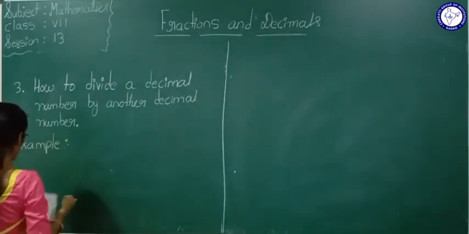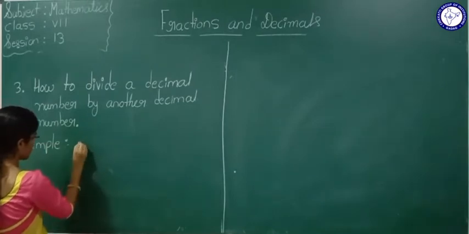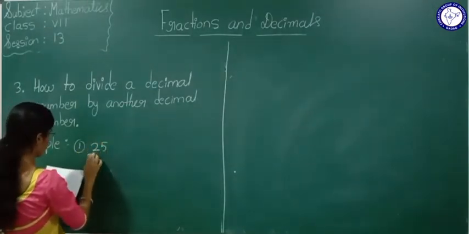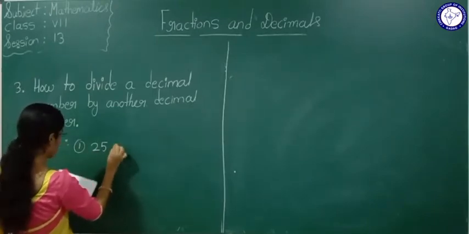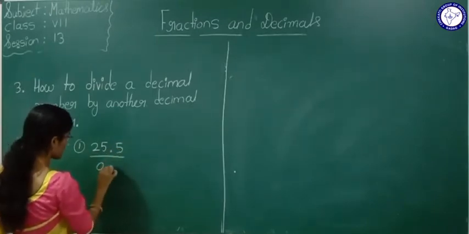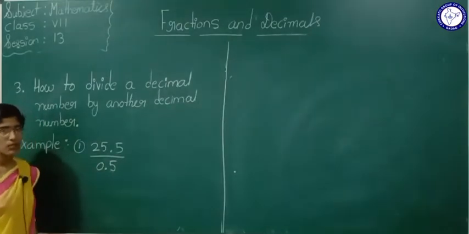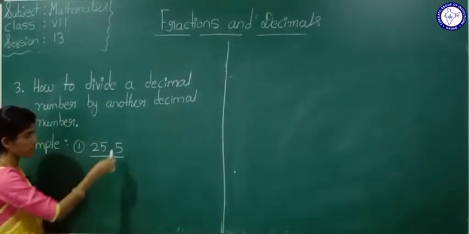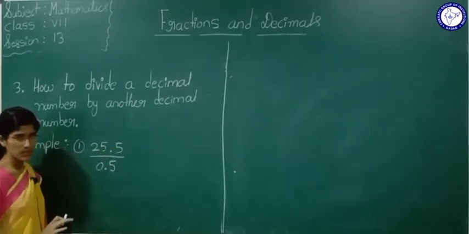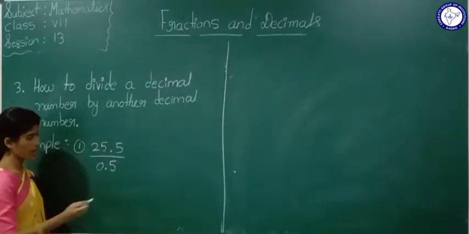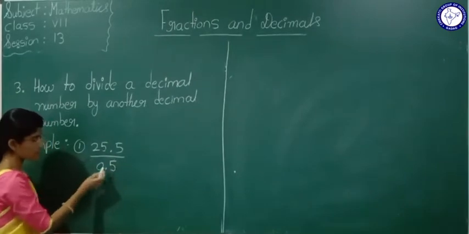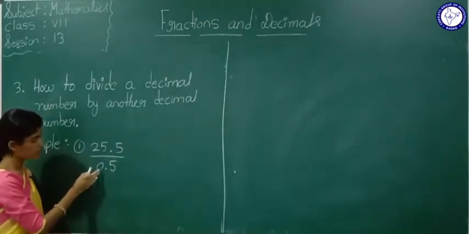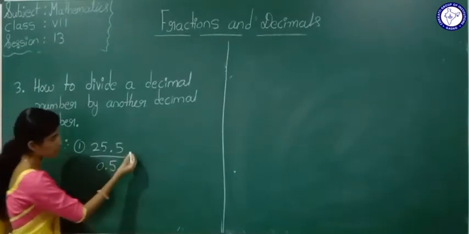Say example, first one: 25.5 divided by 0.5. Now see students, here also decimal point is there, here also decimal point. Definitely these are two decimal numbers. Now see the main rule is that you have to make this divisor a whole number. To make this divisor a whole number, what I will do, see here.